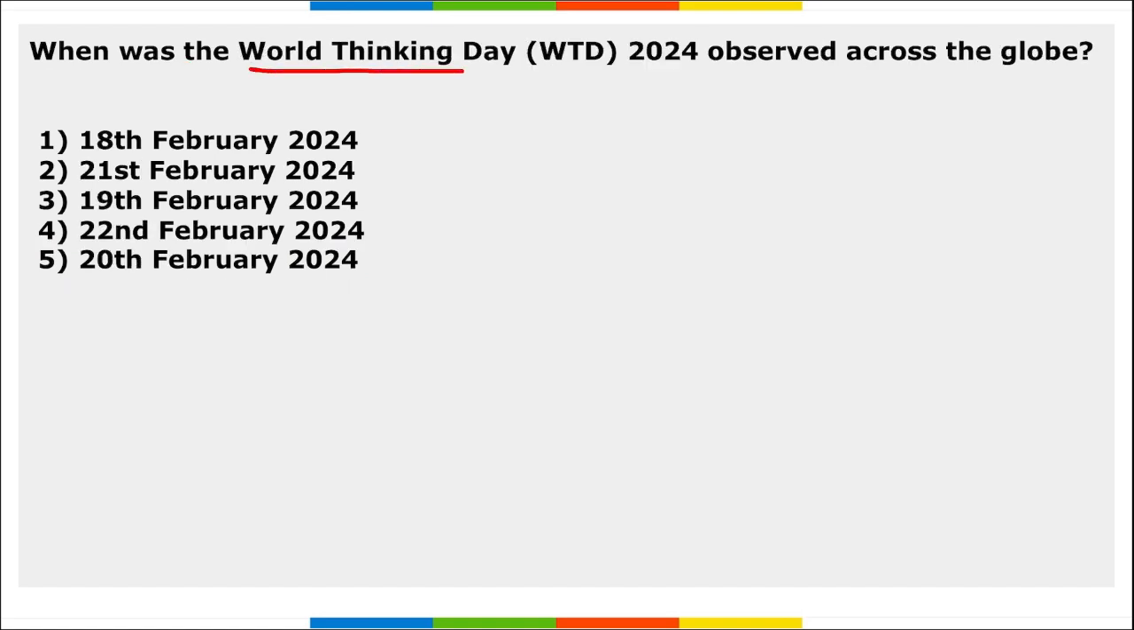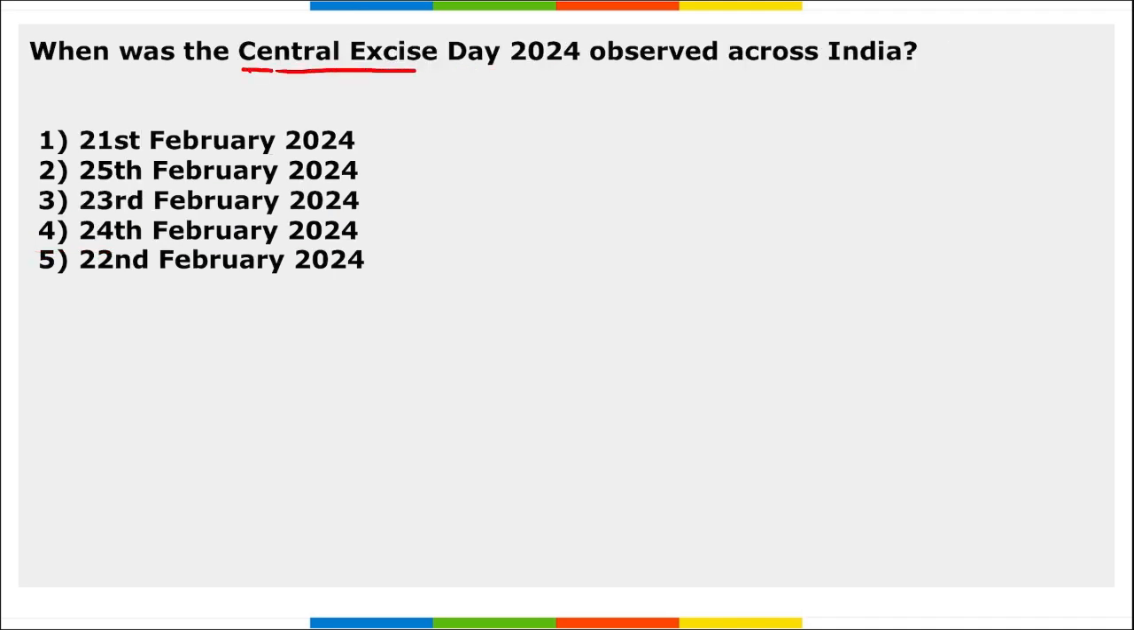Next, when was World Thinking Day observed across the globe? So World Thinking Day was observed on 22nd of Feb. Next, Central Excise Day.